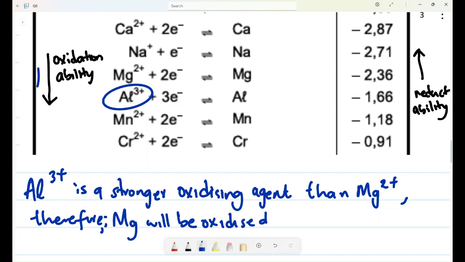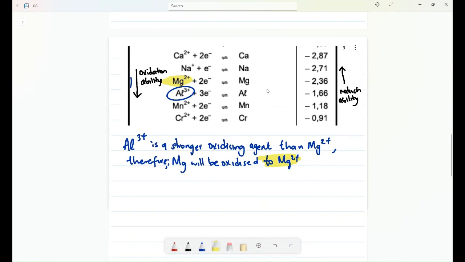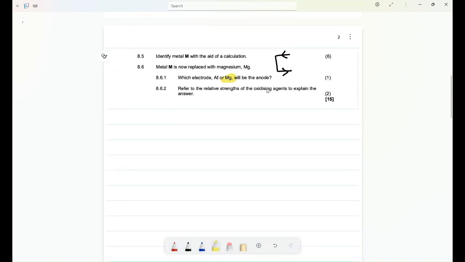Okay, will be oxidized to what? To Mg2+, but that is not important. What's important is that it will be oxidized. Okay, you can say now Mg2+ is a weaker oxidizing agent than Al3+. Therefore, Mg will be oxidized because it is weaker. So I want to believe you are following and followed me closely.